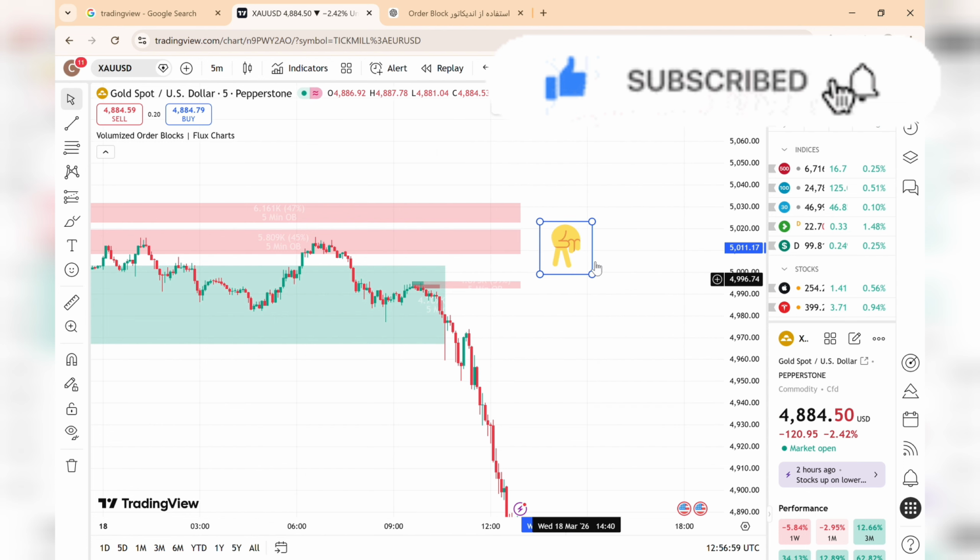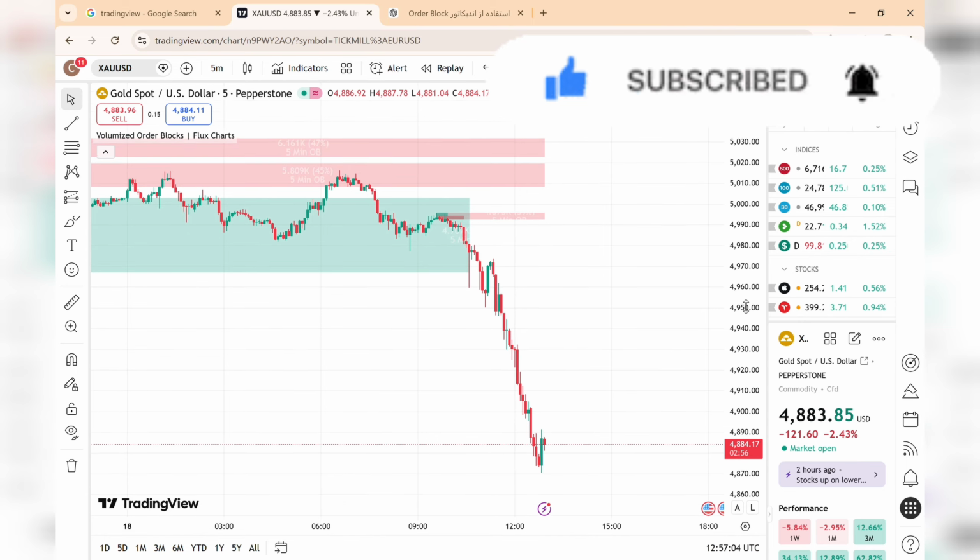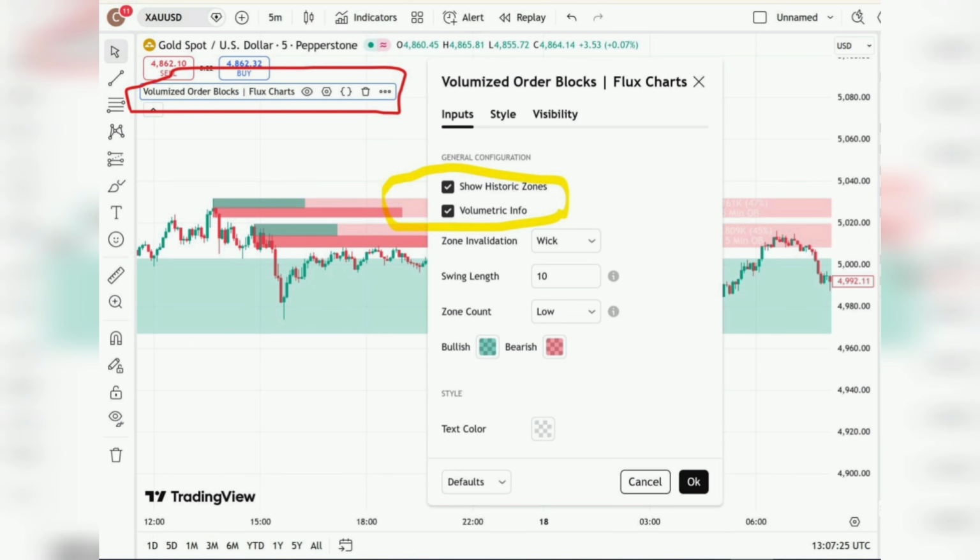In summary, this indicator helps you understand where smart money is active, where price is likely to react, and where you should be paying attention. And that's how you use volumized order blocks like a pro.